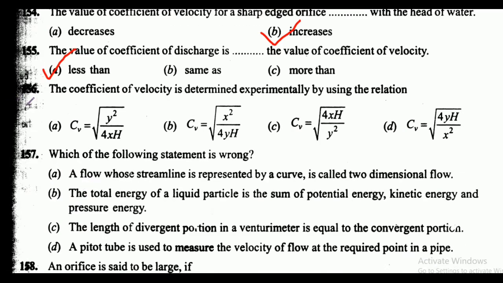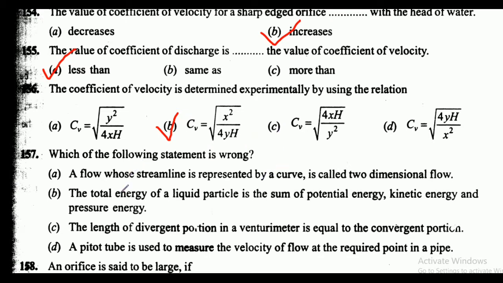Next is the coefficient of velocity is determined experimentally by using the relation. Here friends, these are the options, and here correct answer is option B, that is Cv is equal to under root of x square upon 4yh.